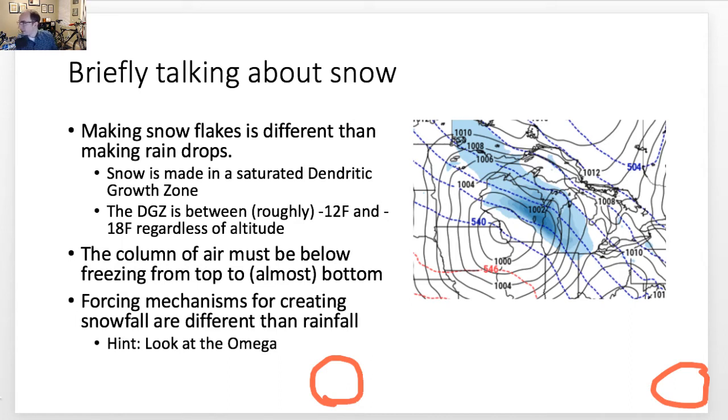Before I let you guys out of here, we're going to take a quick break. It's been 15 minutes. So a quick break, and then clear that out. Then we're going to talk about snow.